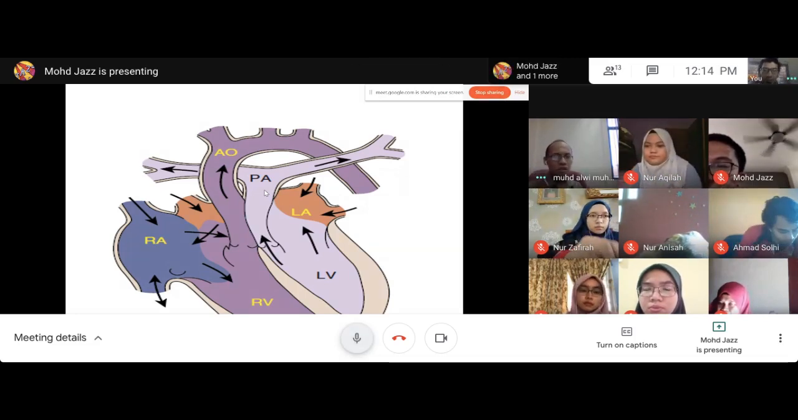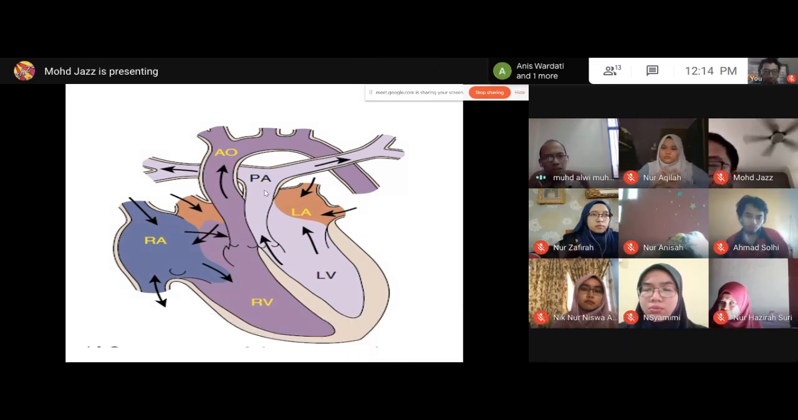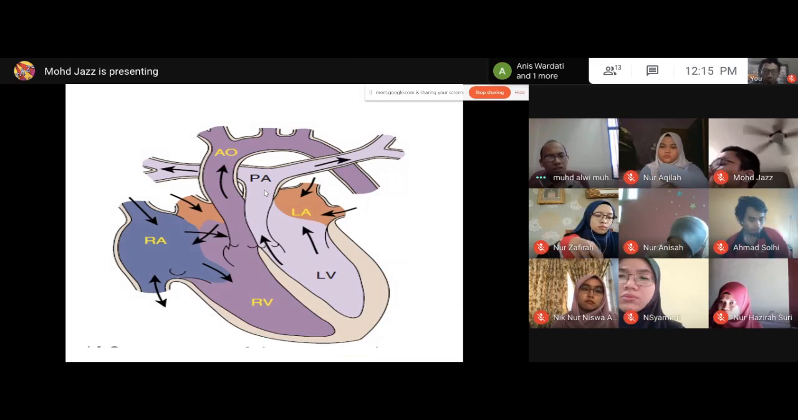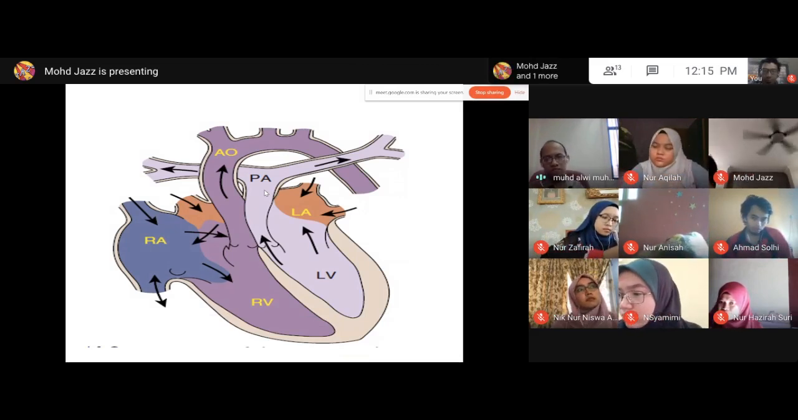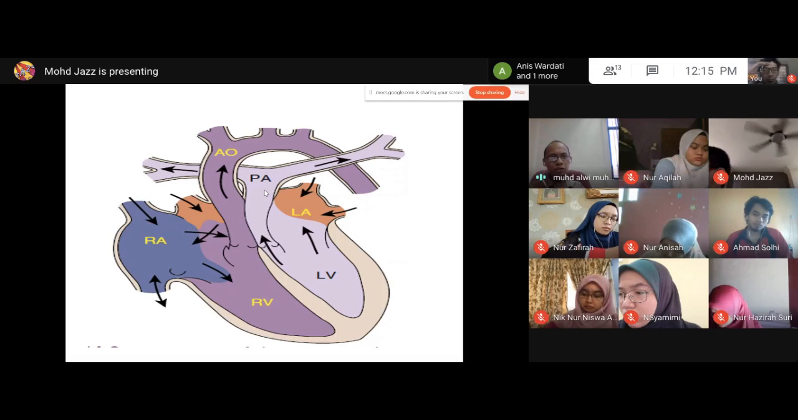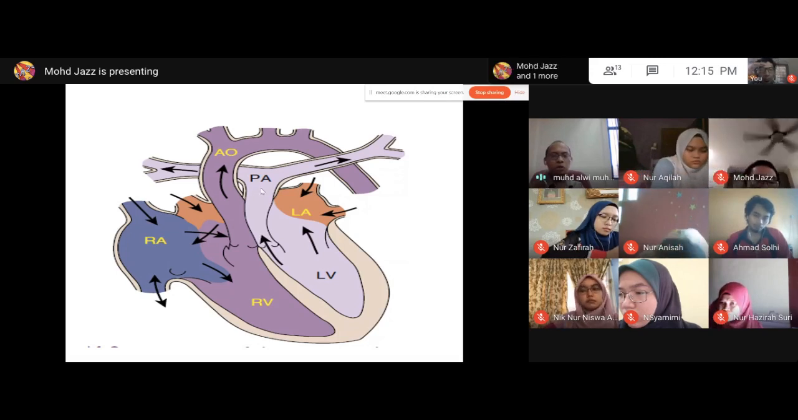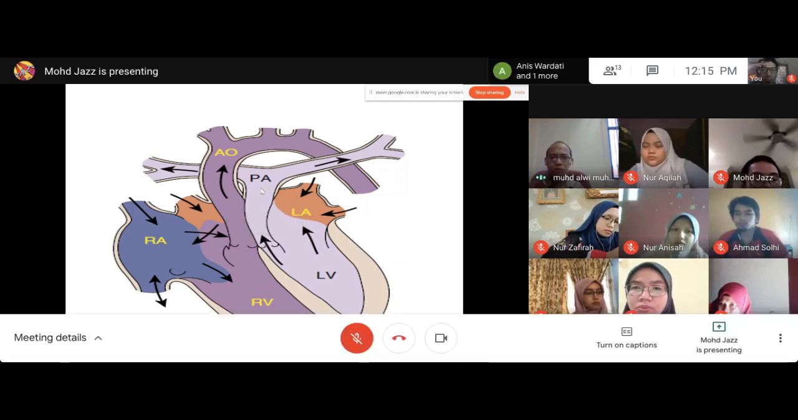TGA is almost always associated with either PDA or ASD or VSD. But those with VSD, you still need the PFO, you still need to do BAS. But those with ASD, they will be asymptomatic. They will be sinus, after a while they will be sinus. But later on, if you do not correct the switch, if you do not switch the blood vessels, they will fail, die of failure. Do you understand?